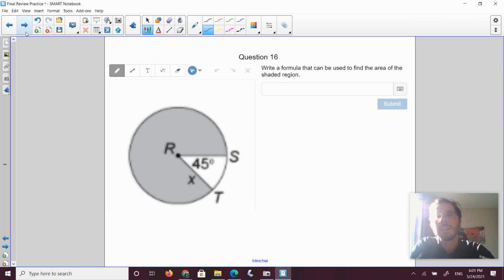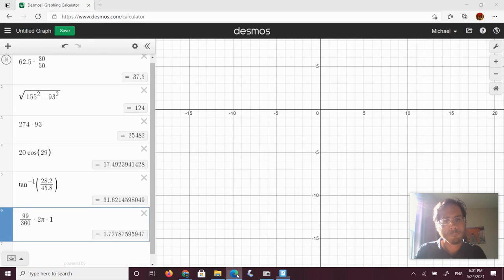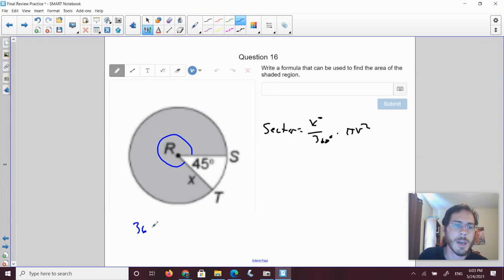Write a formula that can be used to find the area of the shaded region. So again, since we're finding the area of a shaded region, that's the area of a sector. So the sector formula is x degrees over 360 degrees times pi r squared. Now we gotta be careful because the shaded area is not the 45. The 45 is the unshaded area. So to get the shaded area's degrees, we have to do 360 minus 45. So when we do that, we get to 315.